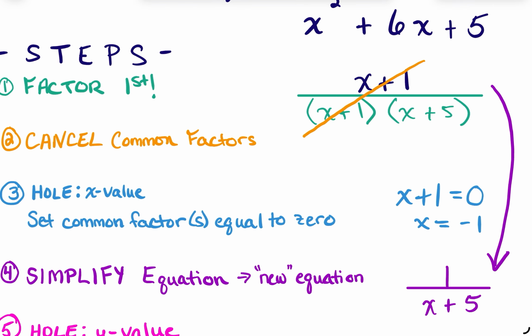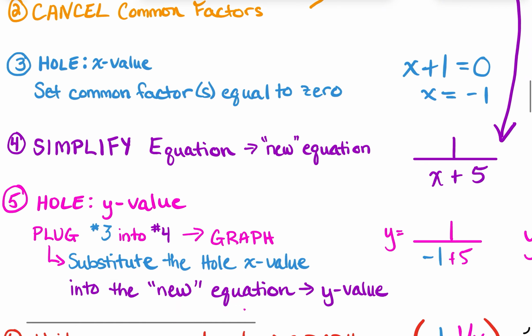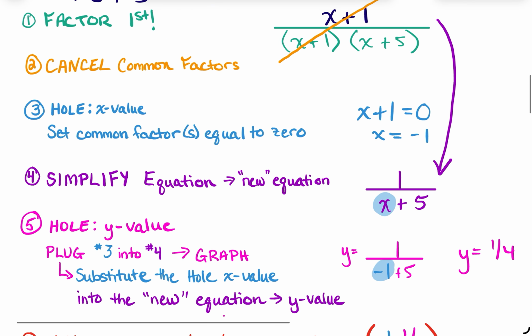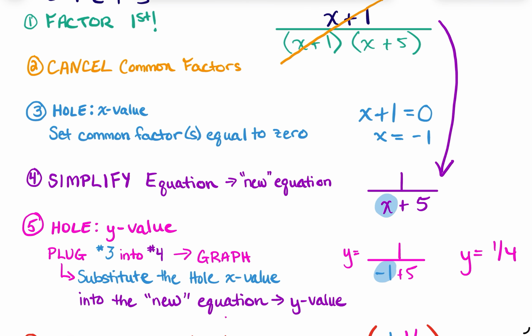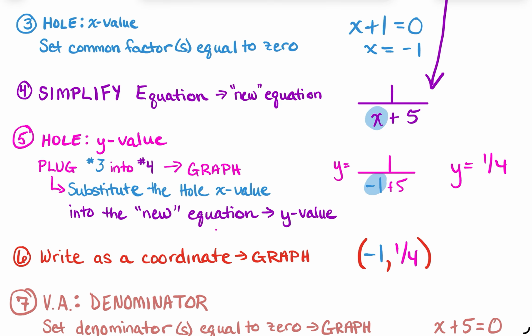And now we're going to finish up our hole. So we're going to take that -1 that was our x value, and we are going to plug that in to that x in our simplified equation. So here's that -1 being substituted in. And so y for our hole is going to be 1/4. So we put that together in step 6, and we're going to write that as a coordinate. So that is our hole.